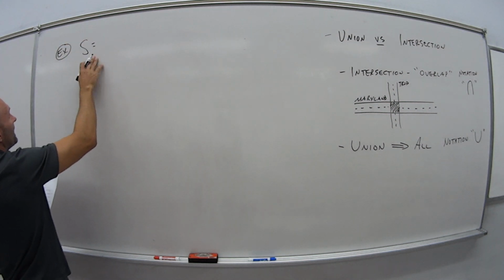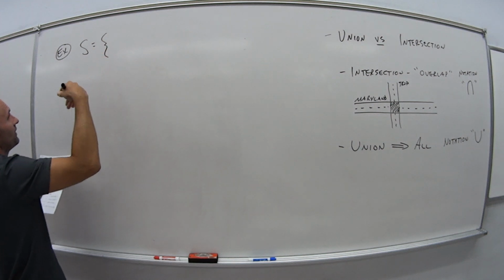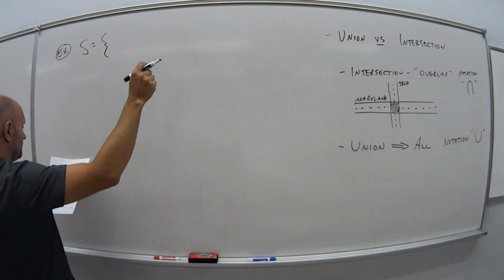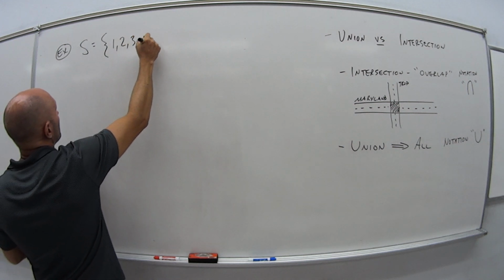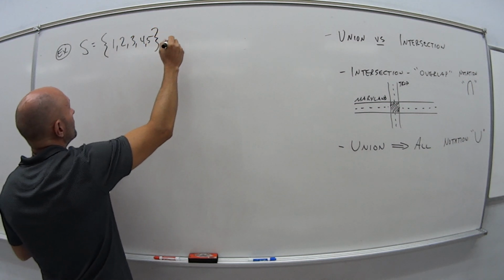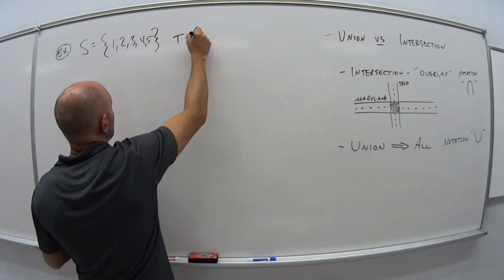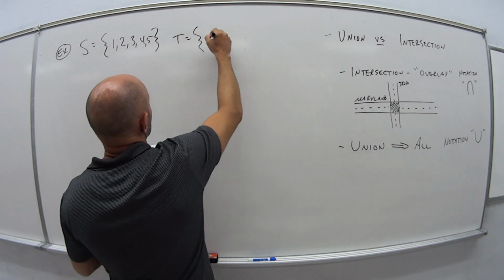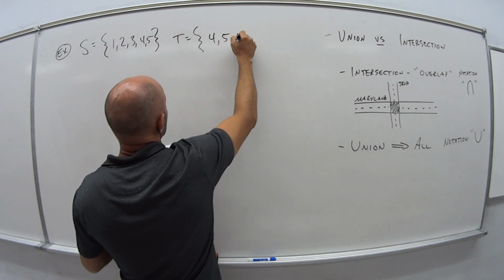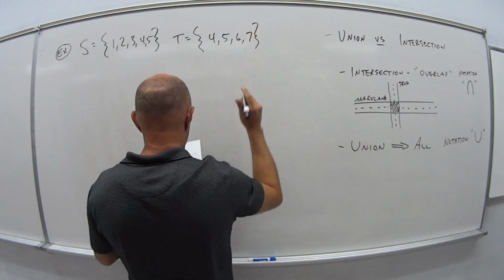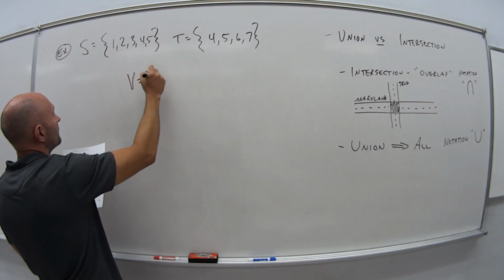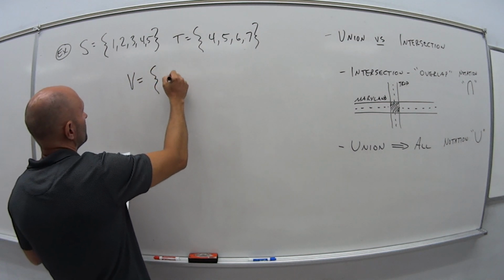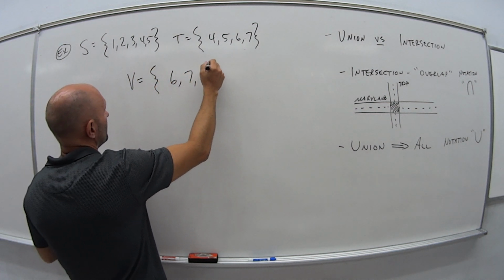Let's say I have a set S that has the elements, and elements are the individual numbers in there, of 1, 2, 3, 4, 5. And I have another set T that has the elements 4, 5, 6, 7. And then a third set V, which has the elements 6, 7, and 8.